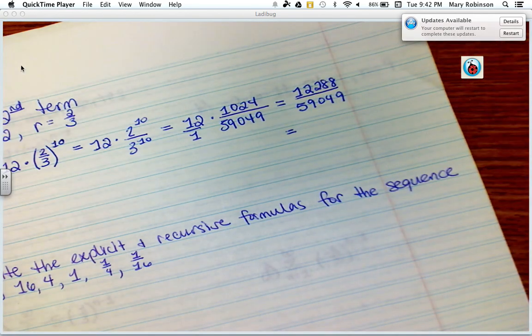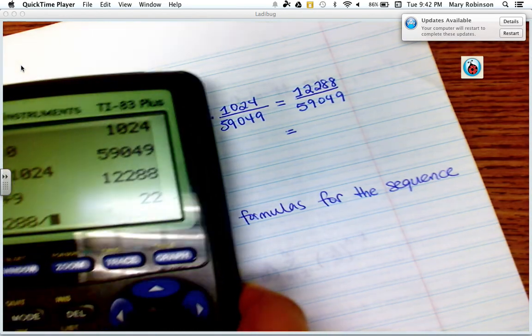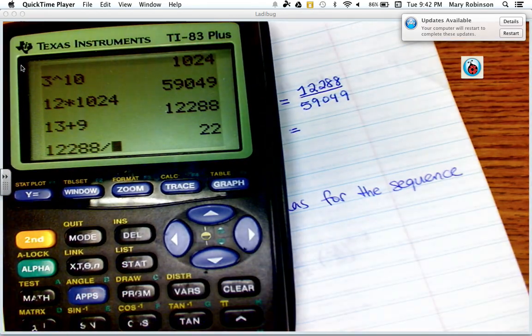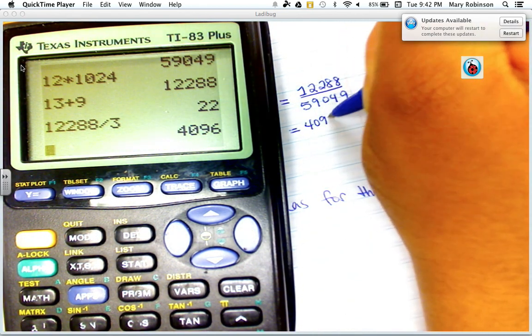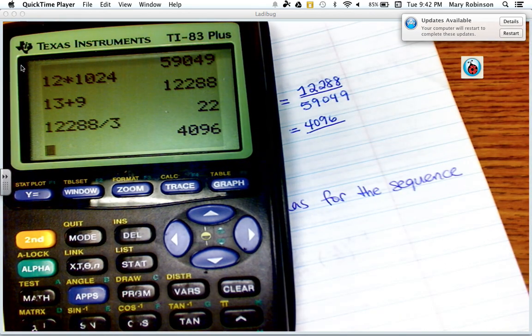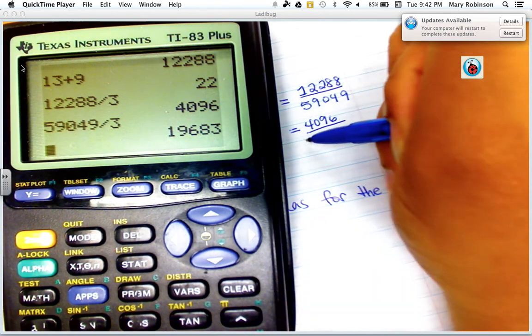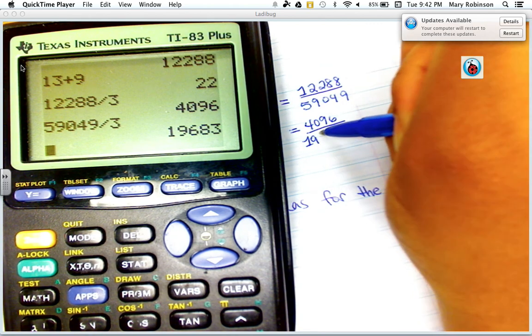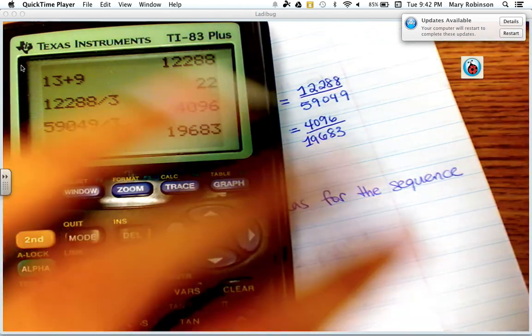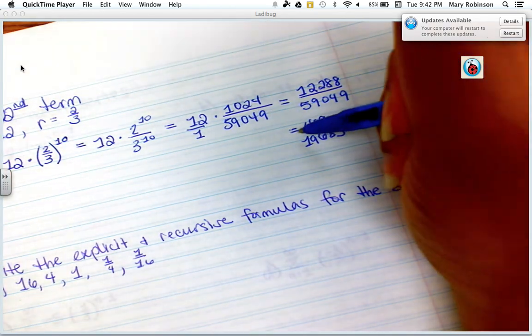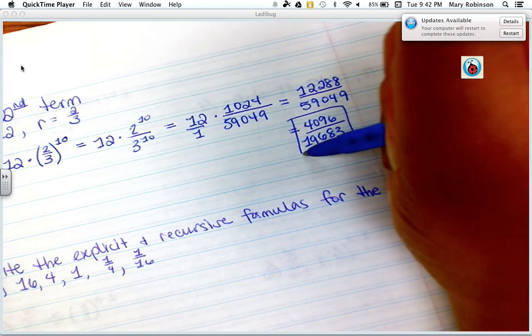So 12,288 divided by 3 is 4,096. 59,049 divided by 3 is 19,683. So this will be our 22nd term of the sequence.